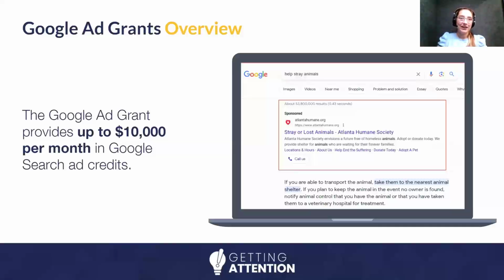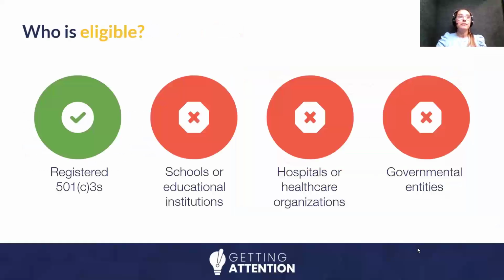That's also one of the advantages of the program: you can appear at the top of the search results. You can put whatever your power pages, your most important pages, forward for people who are interested in supporting your cause, and you don't have to come up with an advertising budget to make that happen. So that's basically what the ad grant is in a nutshell.